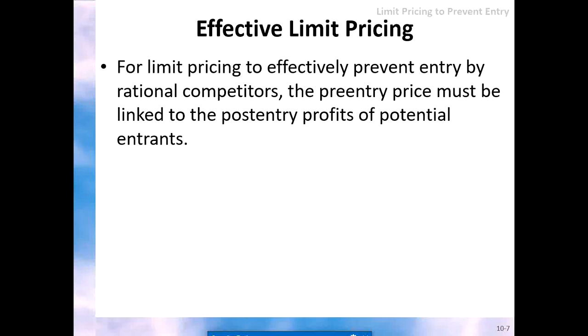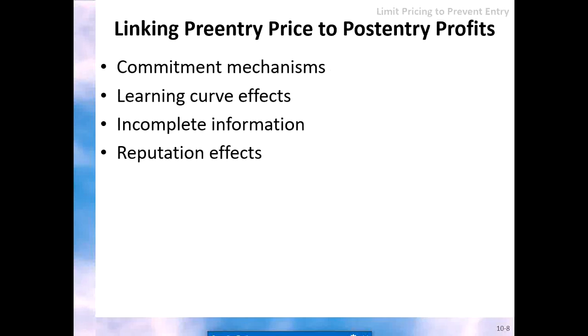For limit pricing to effectively prevent entry by rational competitors, we have this condition: the pre-entry price must be linked to the post-entry profit of a potential entrant. So how do we do that? We have some strategies. The first, commitment mechanism. We have the learning curve effect. We have incomplete information. And we have reputation effect.